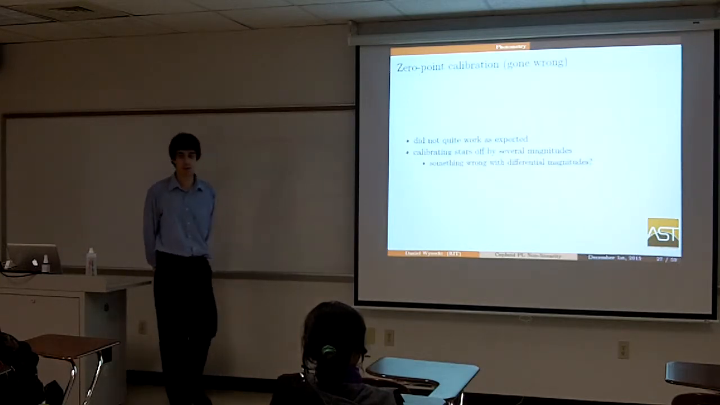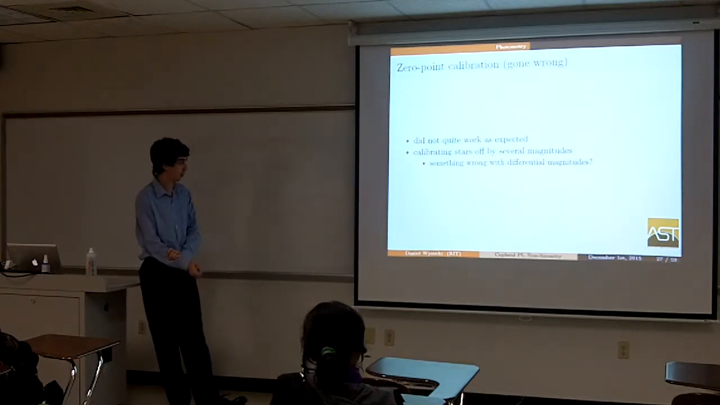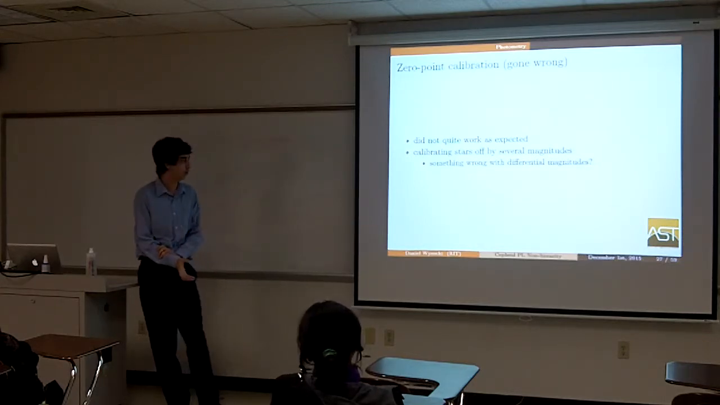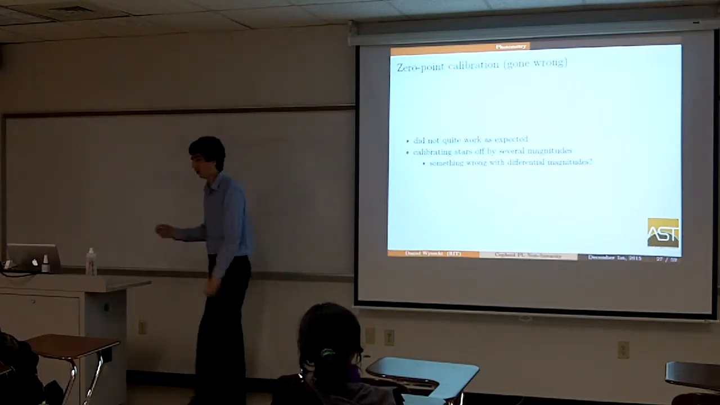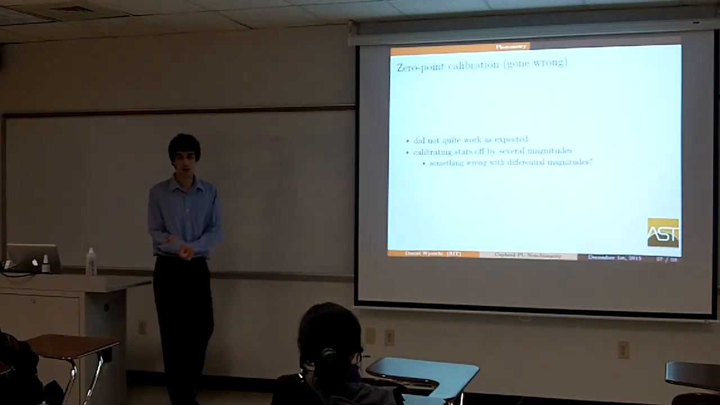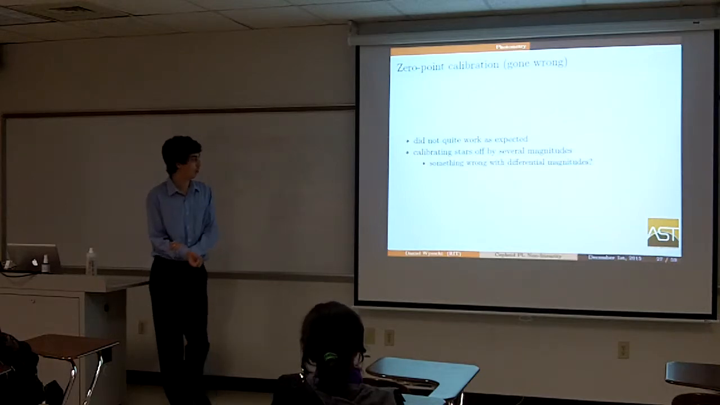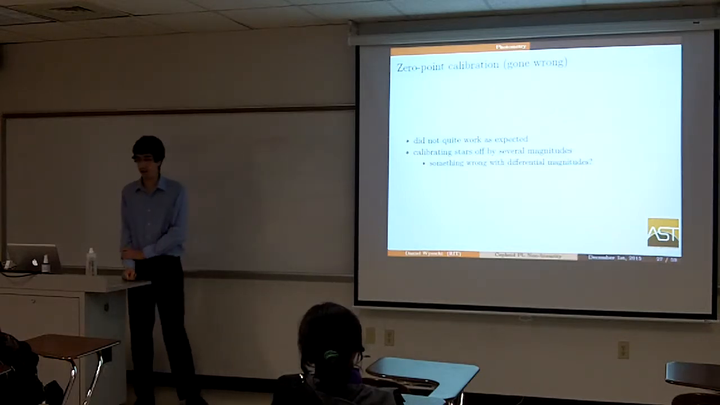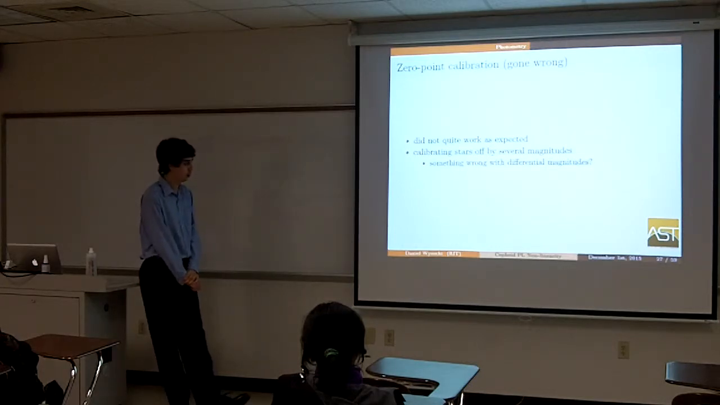However, it didn't quite work as expected. Whenever I did this, my calibrating stars were always off by several magnitudes. Basically, I knew the mean magnitude of TMON, so I knew what to expect. It was about 8 magnitudes I was looking for, and I was getting on the order of 2 or 3. And so I believe something was wrong with my differential magnitudes, and I'm not entirely sure where that went wrong.